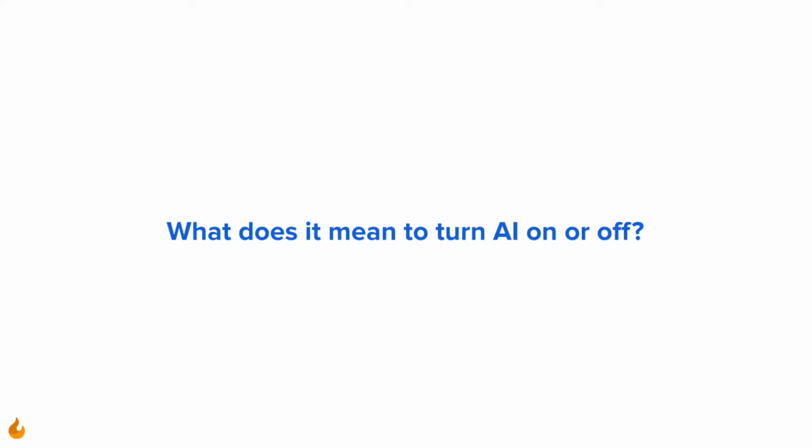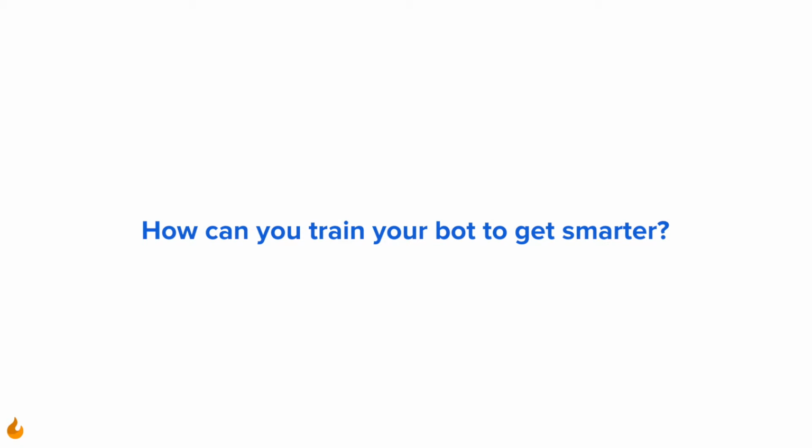Before we jump in, what does it mean to turn AI on or off? AI stands for artificial intelligence. When you turn this feature off, then the bot will only respond to exact matches that you've set up in smart responses. For example, if somebody says thanks, it will send the message that you set up, but if someone says thank you, it will not. If AI is enabled or turned on, then the bot will reply to similar messages, so we suggest keeping AI enabled. So with AI enabled, how can you train your bot to get smarter?